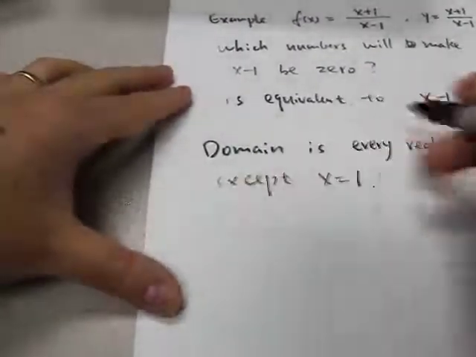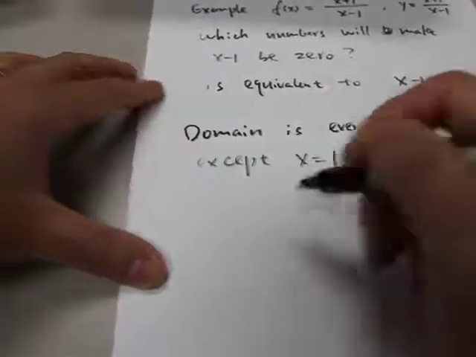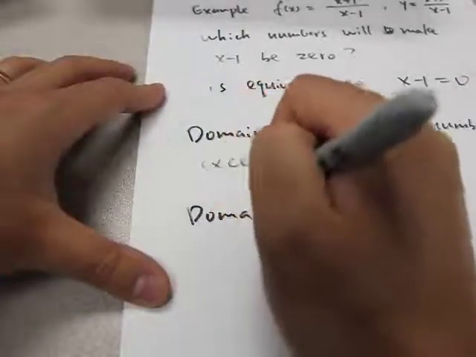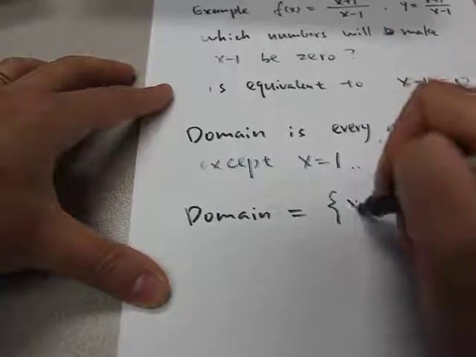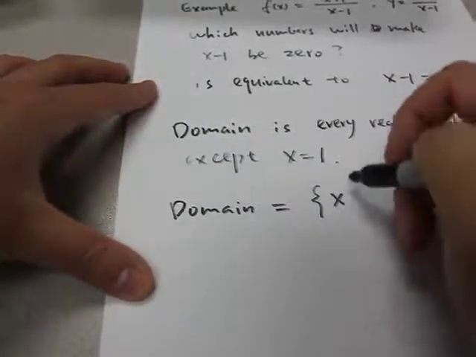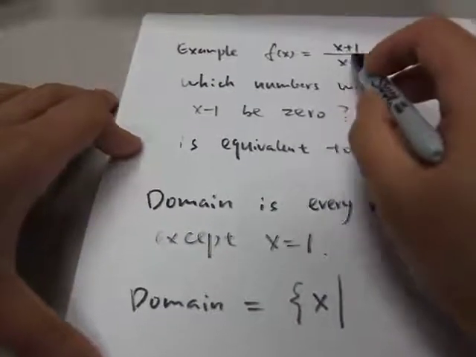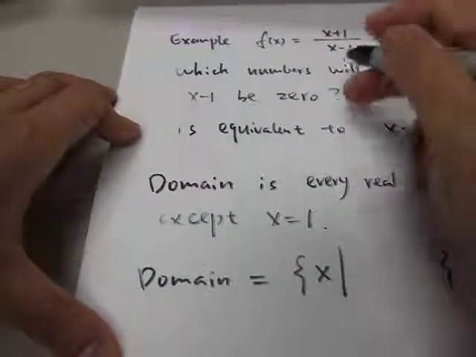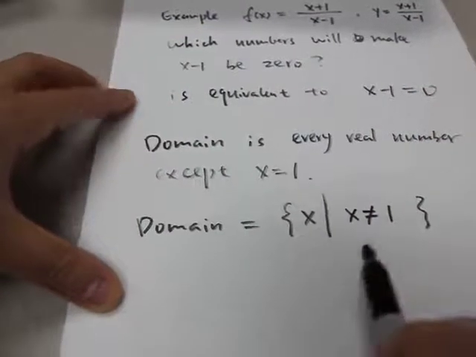And another way to write the domain is as a set. So here x shows you this is the set of x, and x can be anything except 1.